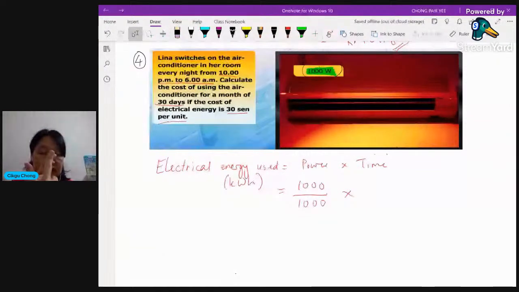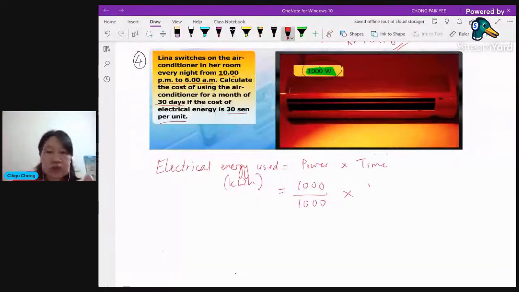12 at night, midnight. 1 o'clock morning. 2 o'clock morning. 3 o'clock morning. 4 o'clock, 5 o'clock, 6 o'clock. See how many fingers have I put up? Until 6 o'clock is already 8 hours. Okay, so now times 8. This is only for one time use, one day only.